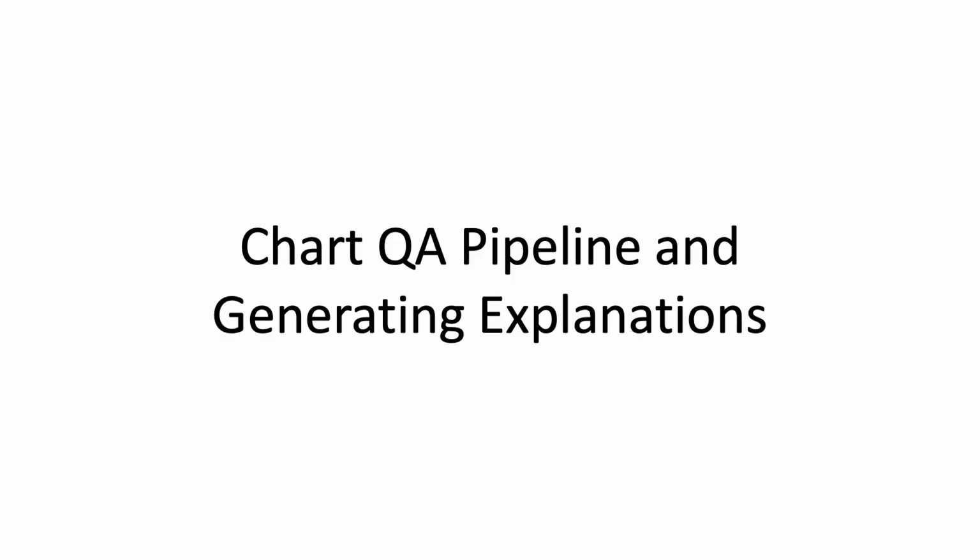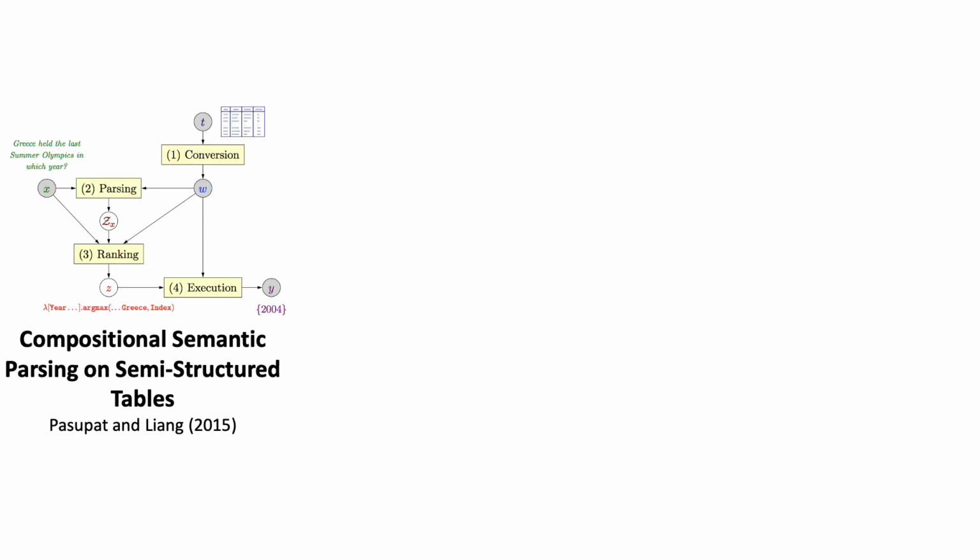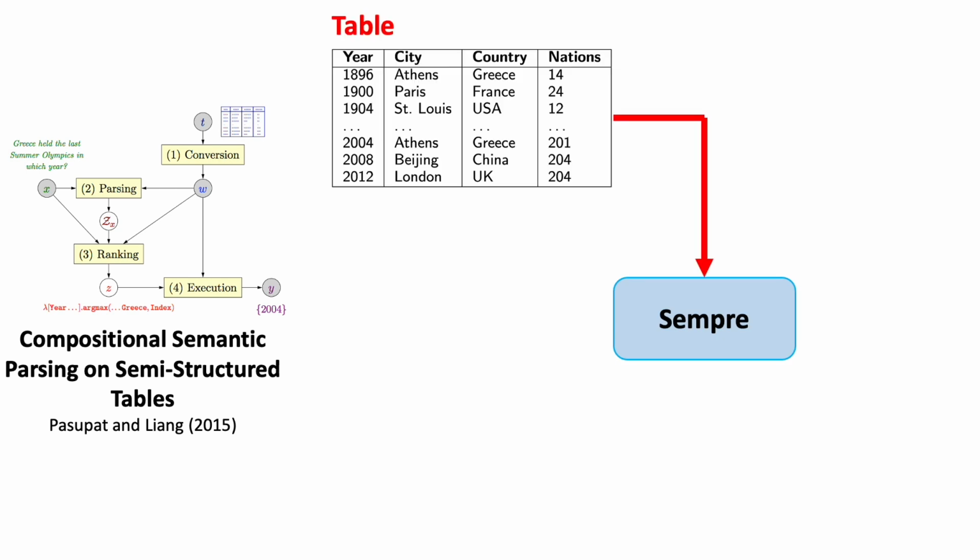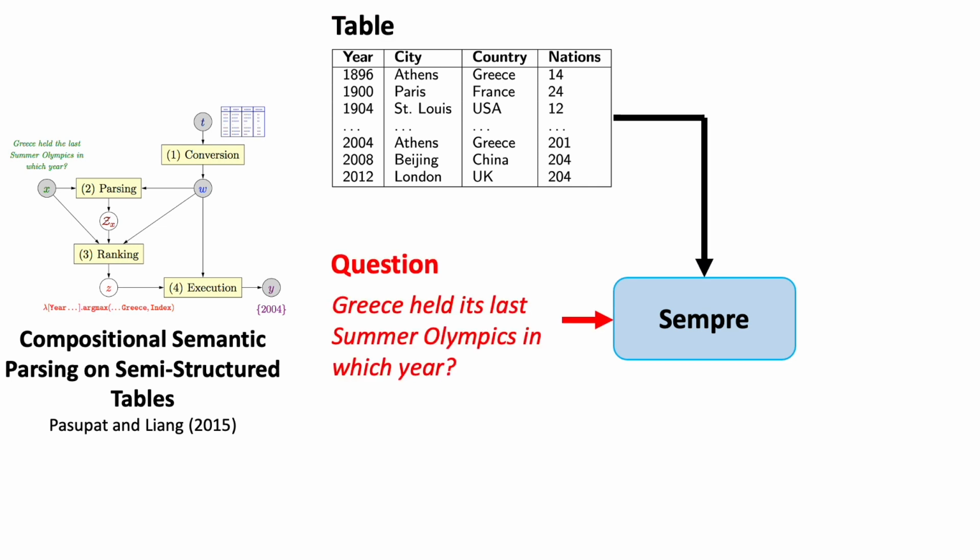Based on these observations, we built an end-to-end chart question answering system that generates explanations. Our pipeline builds on the work by Pasupat and Liang. Their system, called SEMPRE, takes as input a table like this table showing information about historical Olympic Games, and a natural language question about the input table, such as "Greece held its last Summer Olympics in which year," and outputs an answer for the given question, which would be 2004 in our example.